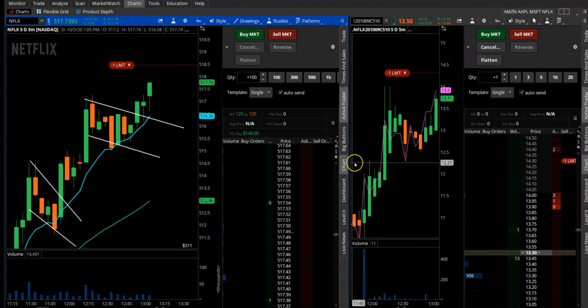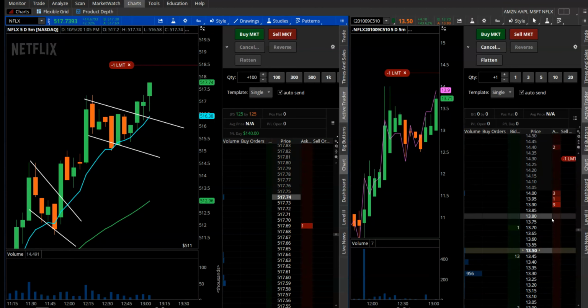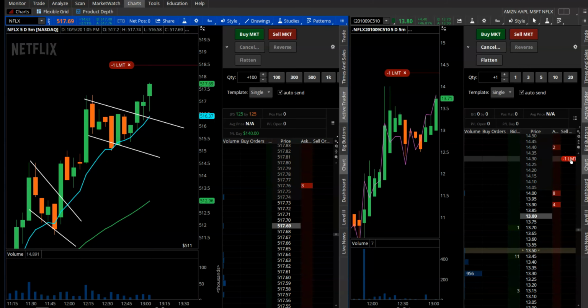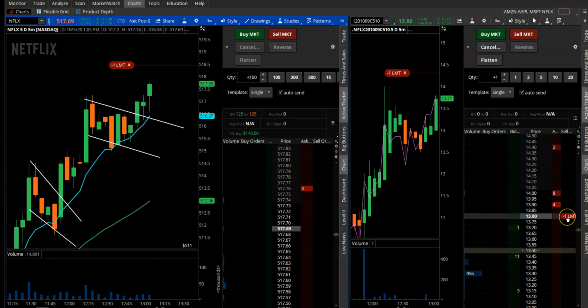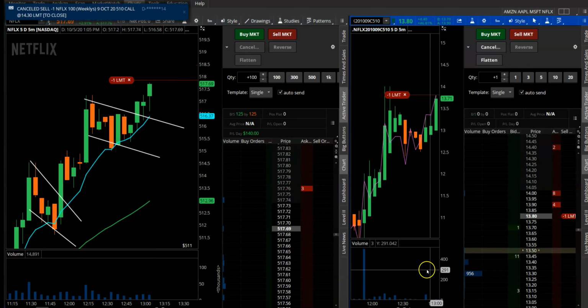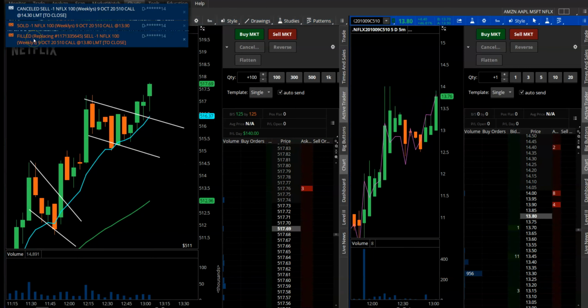Also 14.3. I'm trying to get that fail, but looks like it's not there. I'm okay with it though. I can come out. Let me see if I can get a fill at 30.8. I don't know. Hold it. It's okay. I'll close it. Whatever. Made $40. That's fine.